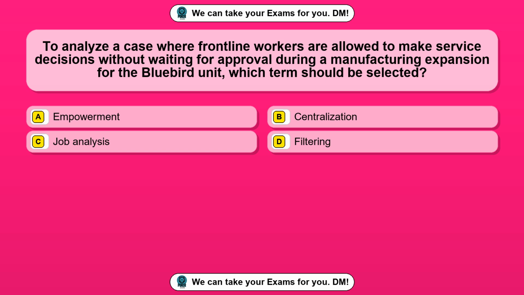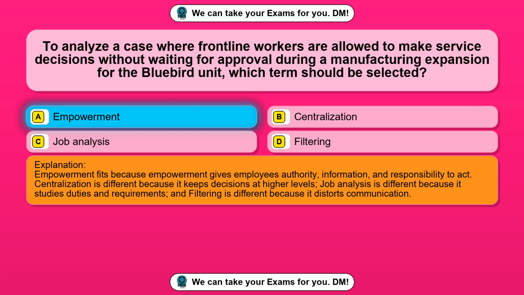Option A, empowerment. Option B, centralization. Option C, job analysis. Option D, filtering. The correct answer is option A, empowerment. Empowerment fits because empowerment gives employees authority, information, and responsibility to act.